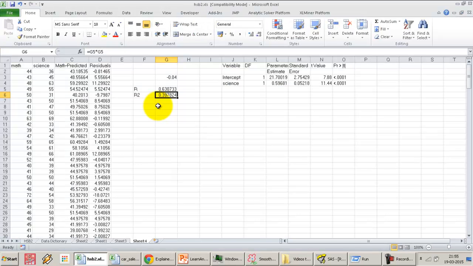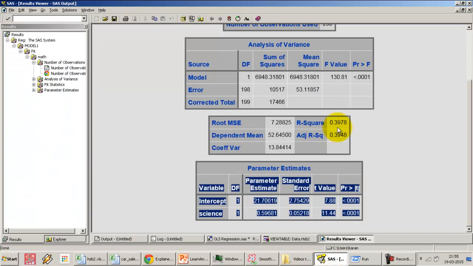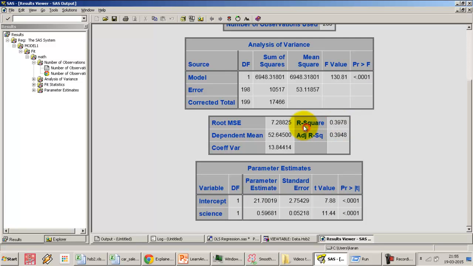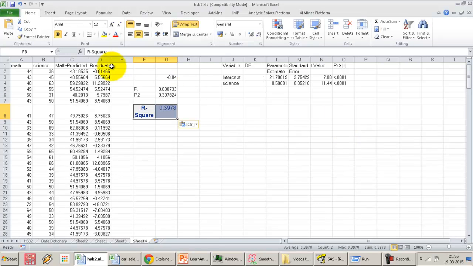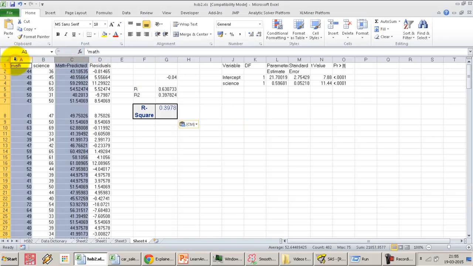If I look at the SAS output, the R square is 0.3978, and the square of the correlation between the y hat and y variable is also 0.3978. So that is another interpretation. R square is nothing but the square of the correlation, or how strong the correlation is between the predicted and the actual variable. So that's another interpretation of R square.